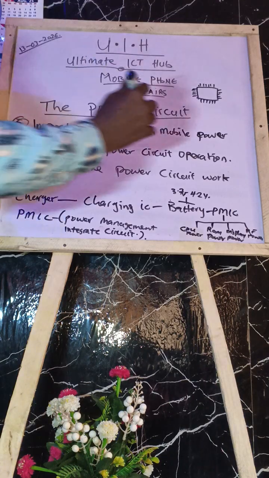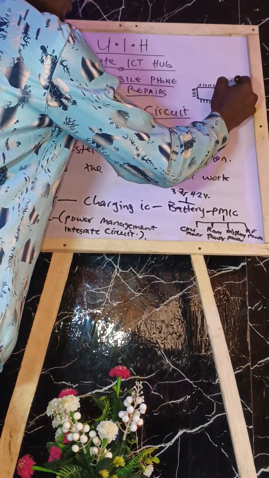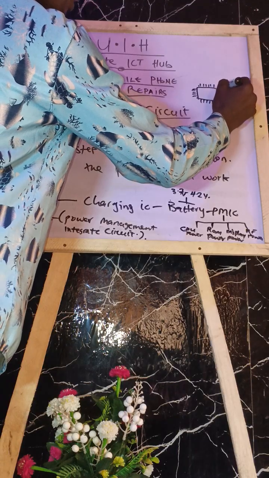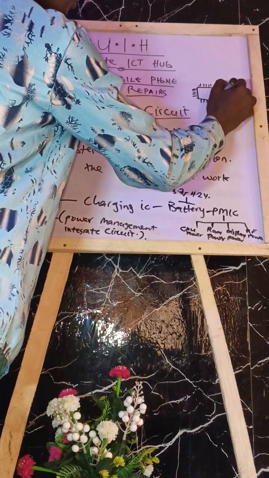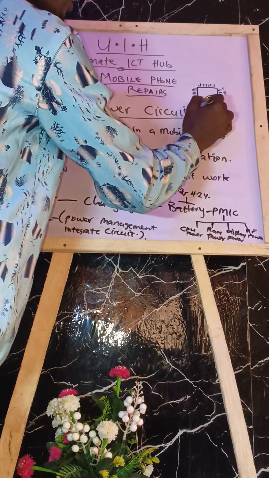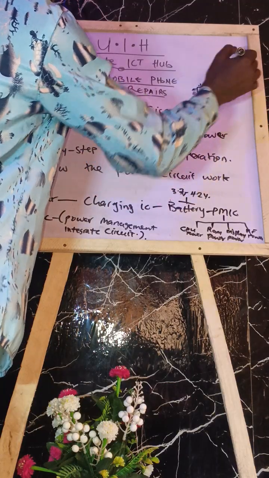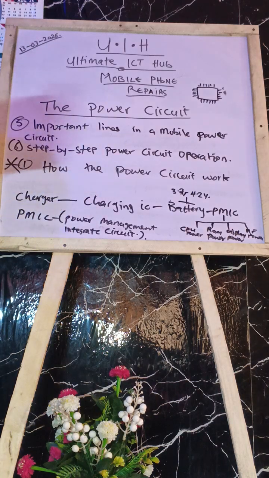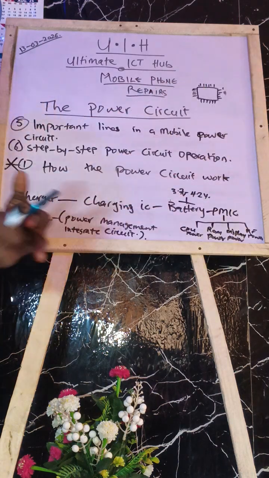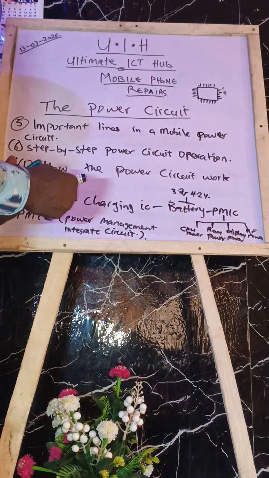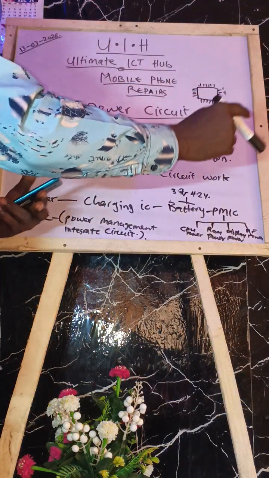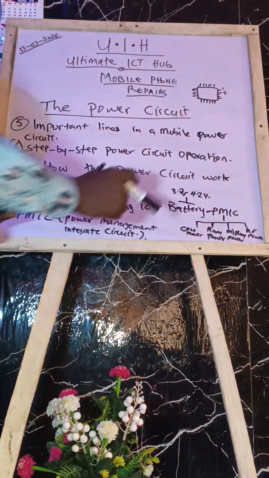So each of these things can be numbered: 1, 2, 3, 4, 5, 6. Each of them has their lines. This particular IC has their lines, and each of them is receiving and emitting. It's receiving and it's emitting all these things.